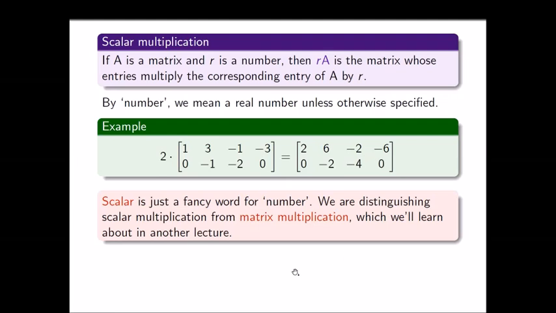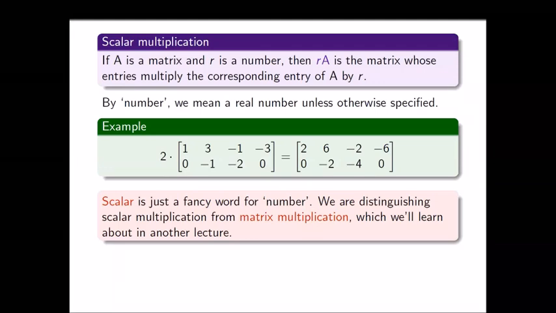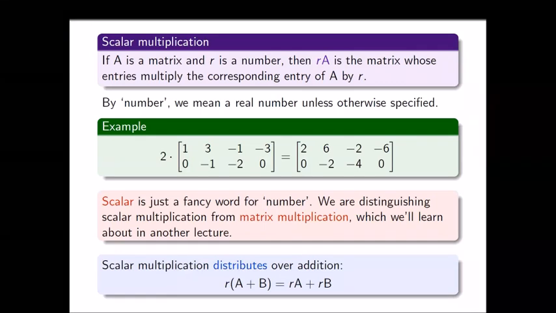Scalar is just a fancy word for number, and we use the word scalar multiplication to distinguish from matrix multiplication, which we'll see perhaps in the next episode. One of the other properties that scalar multiplication satisfies is that it can be distributed over addition. In other words, R times (A plus B) is the same as R times A plus R times B.